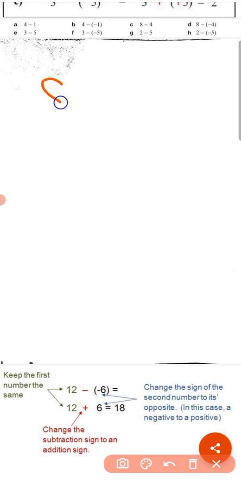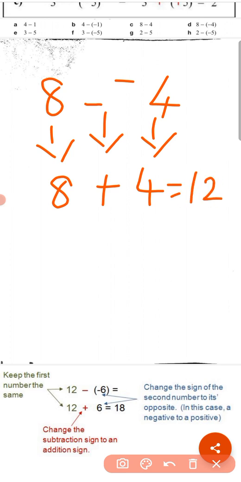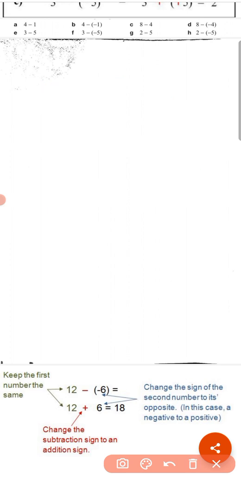Now 8 minus negative 4. Write 8 first. Change the subtraction to addition and change negative 4 to positive 4. 8 plus 4 is 12. Positive 12.